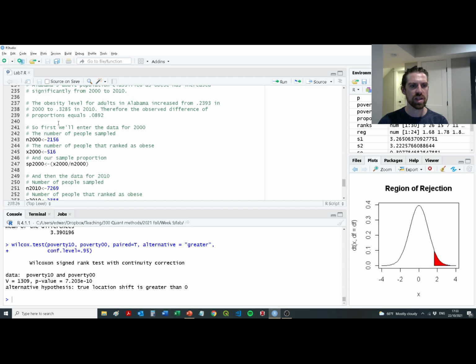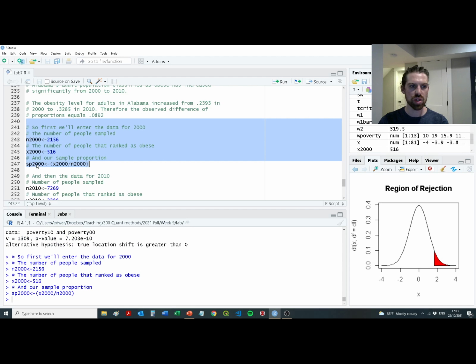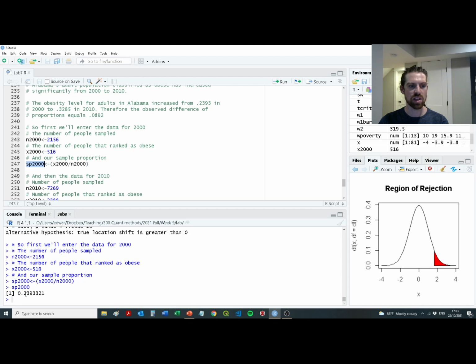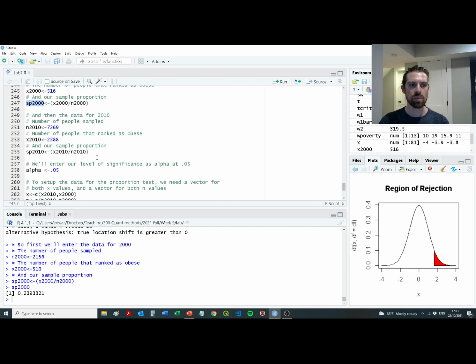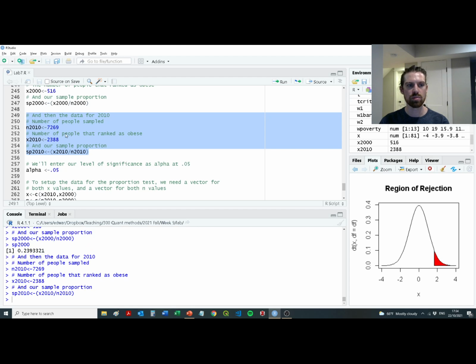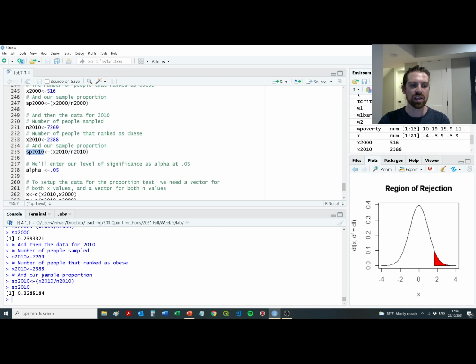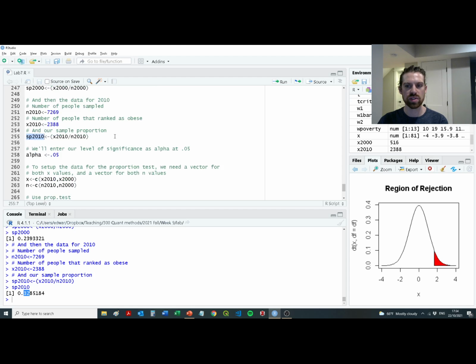Essentially, we're going to enter that data into the memory we have within R. For the sample size for 2000, we've got 2,156 people sampled, and in 2010 we've got 516 people sampled. So when we get the proportion, this SP2000 is going to be that 23.9% value. We can then repeat this for the number of people sampled in 2010 and the number rated as obese, and it's going to produce a value of about 32.85%. So these are the two proportions that we want to test.